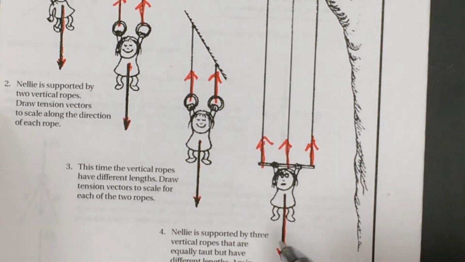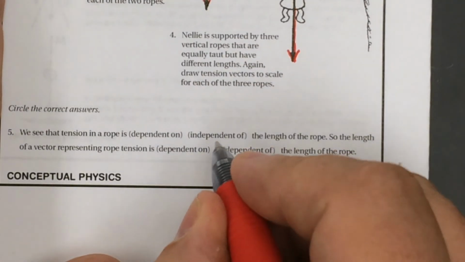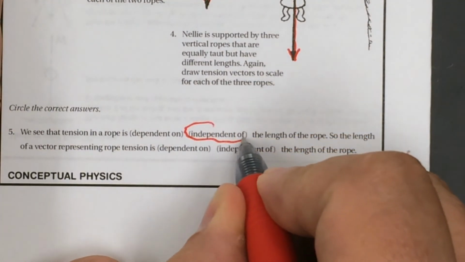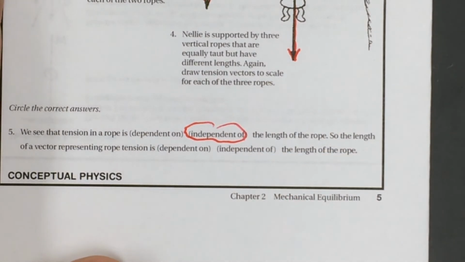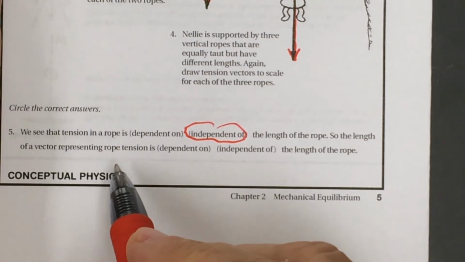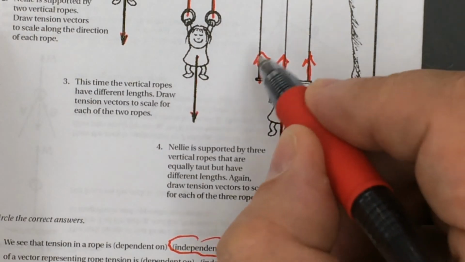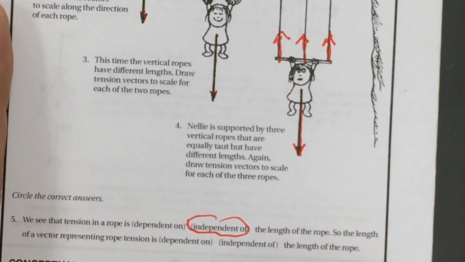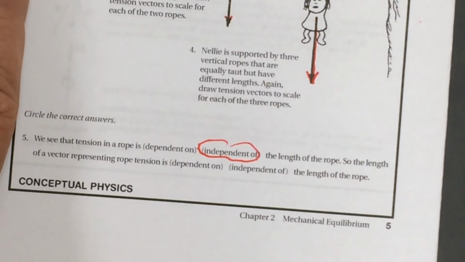This is simply 1/3 of her weight. This is 1/2 of her weight. So this is independent of the length of the rope. Okay, so the length of the rope doesn't matter. You can have a very tight rope that's short, and you can have a very tight rope that's long. It depends on the force. So the length of the vector representing the rope tension, that's what this is. The length of the vector representing the tension on the rope, is it dependent or independent on how long the rope is? What does your table say?